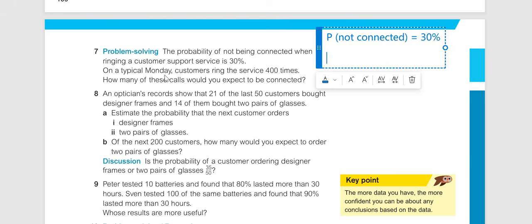On a typical Monday, customers ring the service 400 times. How many of these calls would you expect to be connected? Now they have given you the probability of not being connected, and they are asking you to find, for the customers, how many of these calls will be connected. Find in the opposite. Now how do you find the connected one?